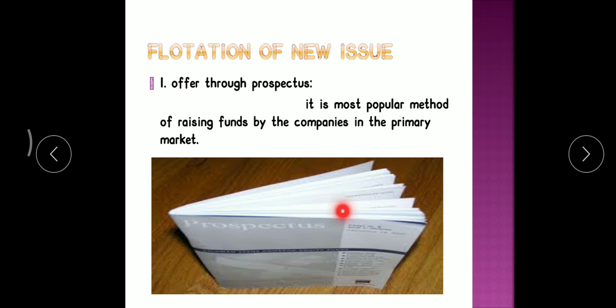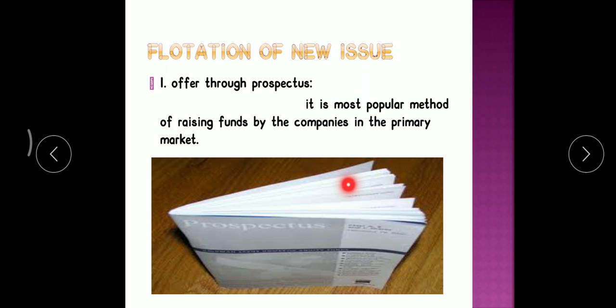The pages you are seeing here contain detailed information about the company: when the company was started, who the owners are, how many owners there are, where it is registered, which act it follows, what type of company it is, how much capital they have invested, and the interest on capital and dividend. Detailed information about the company will be there in this prospectus.